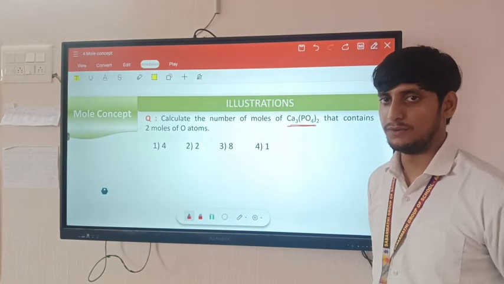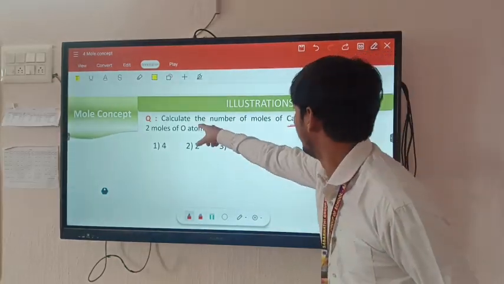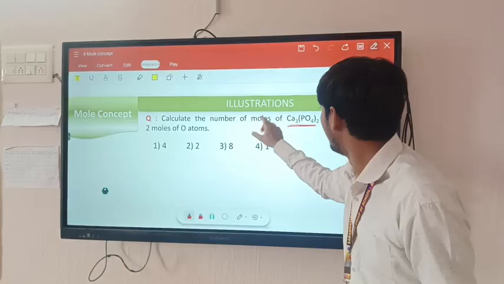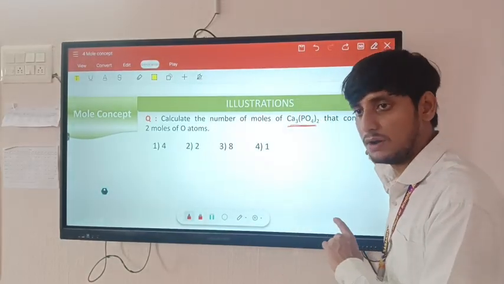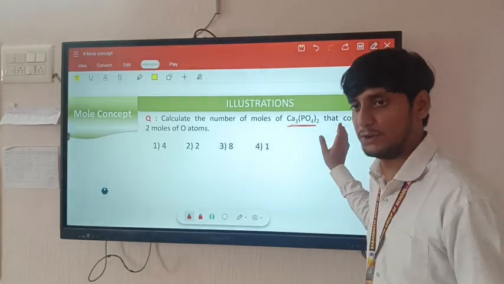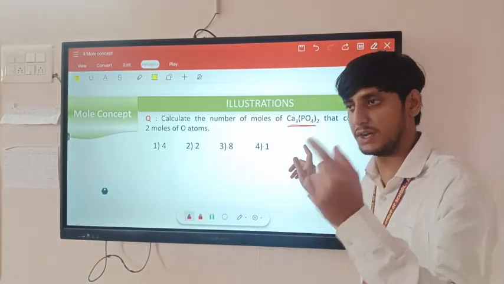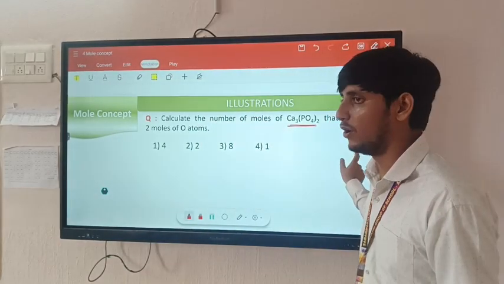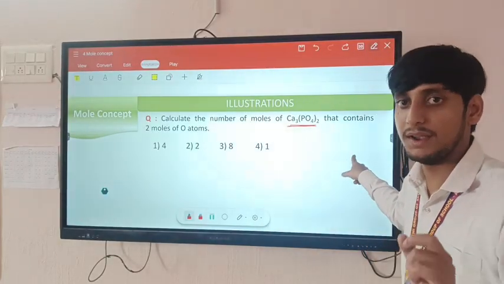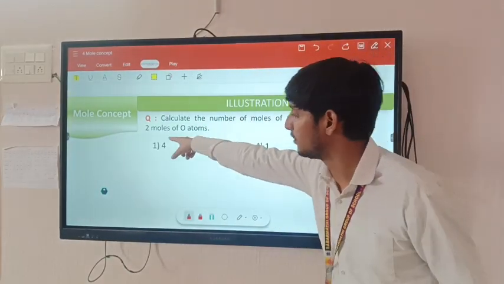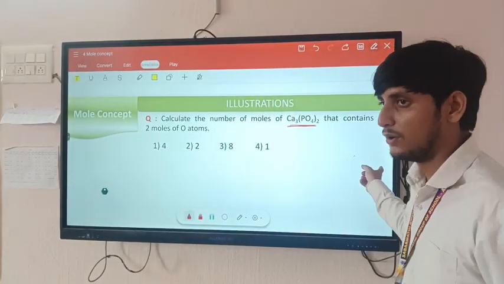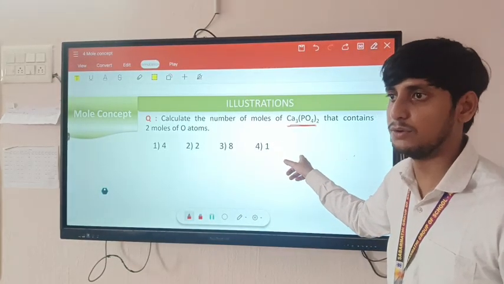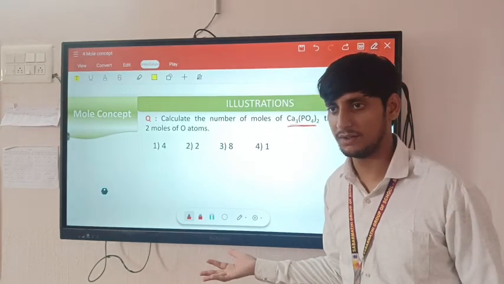Use a pen. Think: in 1 mole of calcium phosphate, how many oxygen atoms are contained? 8 oxygen atoms. So 1 mole of calcium phosphate contains 8 moles of oxygen. First convert to oxygen, since oxygen data is given. Oxygen should be converted to unitary: 1 mole of oxygen contains 1 by 8 mole of calcium phosphate. For 2 moles of oxygen, 1 by 8 multiplied by 2 means 1 by 4.